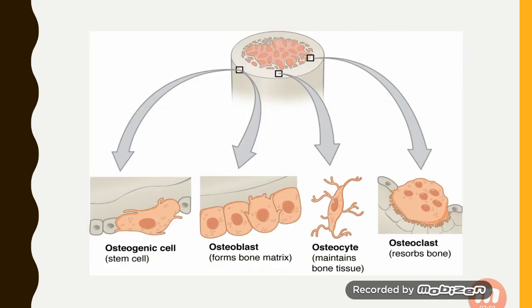You can see different types of bone cells in the diagram, which are very clear and their structures are clearly shown in the diagram. Osteogenic cell, the stem cell, osteoblast which forms bone matrix, osteocytes which maintains bone tissue, and osteoclast which reabsorbs the bone.